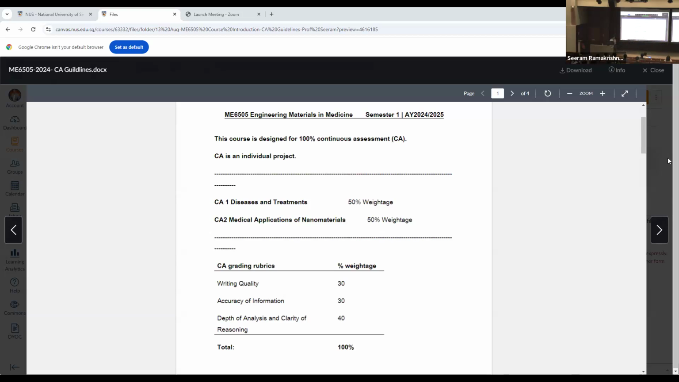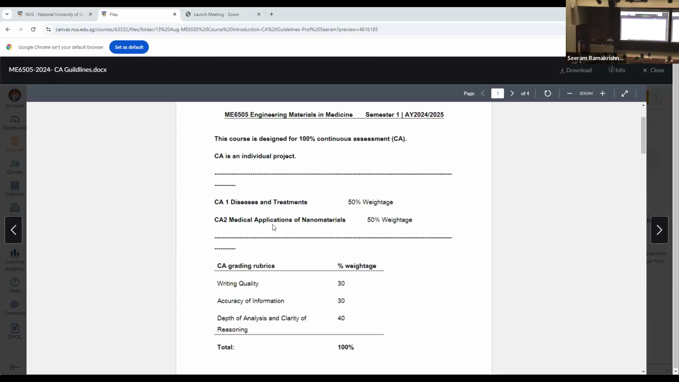So if I go through it, it's 100% CA. I'm just saying it again, there is no final exam. Your CA reports are the final. There won't be any final exam for this course. The next one is we have equal weightage in terms of marks.